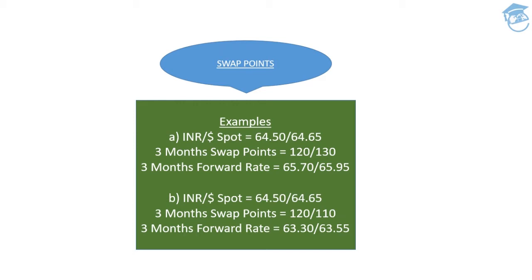Clear, guys? Just remember one basic trick, one basic concept of this, which is if the swap point is higher, basically it's increasing in ascending order, certainly like 120 to 130, then you need to add it back. But if it's diminishing, then you need to decrease the same from the spot rate.